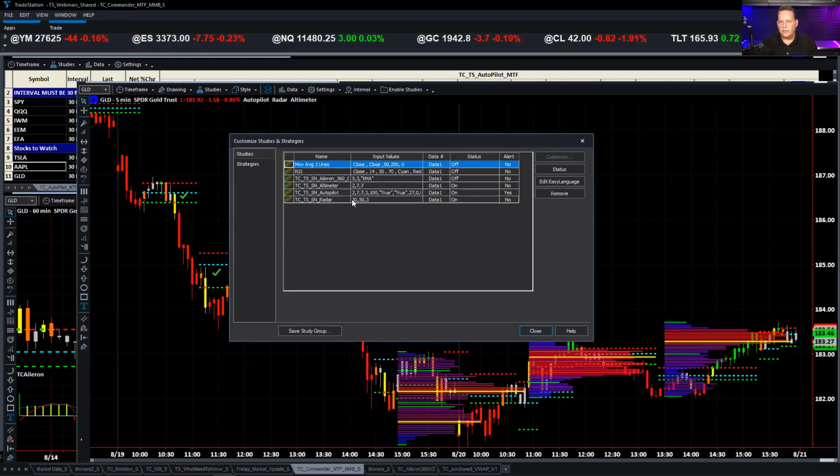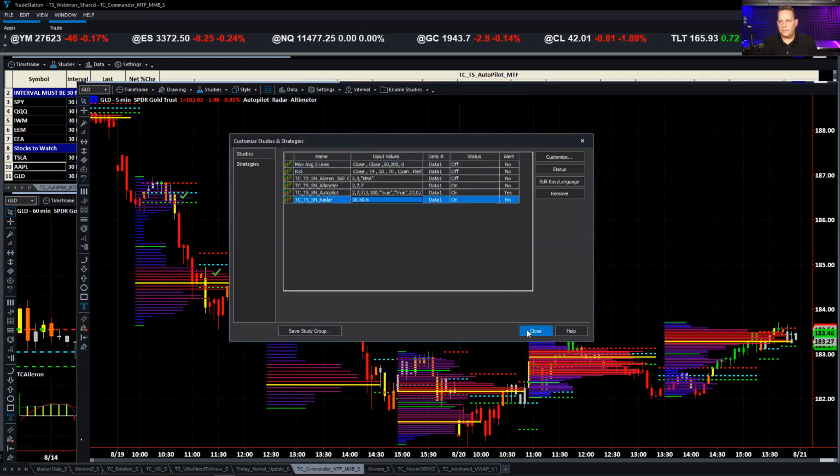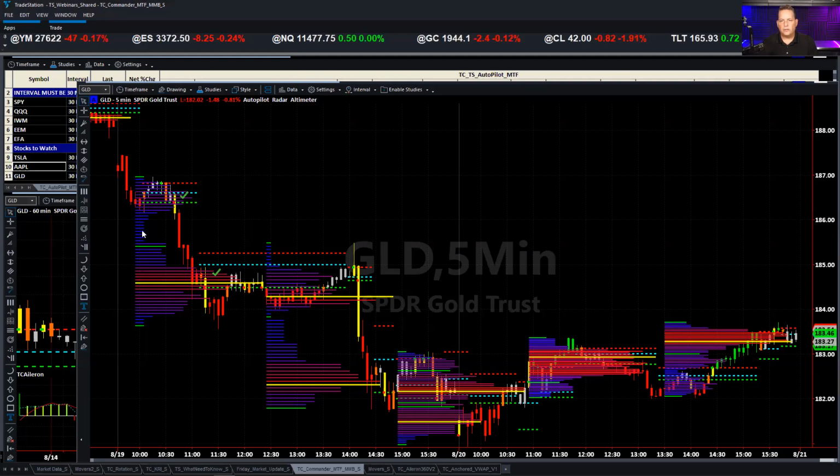So on the radar right here, I'm showing you the settings. You can put 30, which we leave as the base, density 50. You can increase that if you want to show a little bit less density of the overall bars. And this 3 is the number of radars. So let's make this 6. When we make it 6, you'll see what happens. It's going to draw many more radars on your chart, and you can see what's happening going back in time.